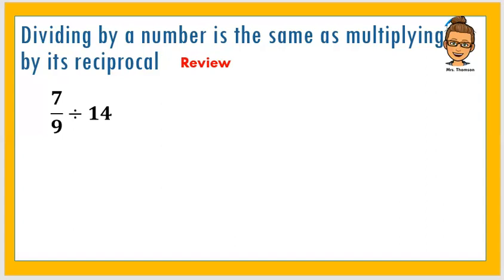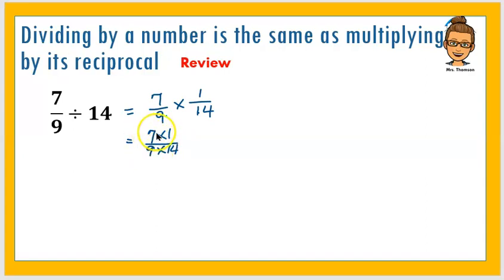All right. So we remember that dividing by a number is the same as multiplying by its reciprocal. So here we have 7/9 divided by 14. And we know that 7/9 divided by 14 is the same as saying 7/9 multiplied by the reciprocal of 14. And the reciprocal of 14 is 1 over 14. And when we're doing that, we're multiplying straight across. We multiply the numerators and then we multiply the denominators. So we're going to get 7 times 1 over 9 times 14.